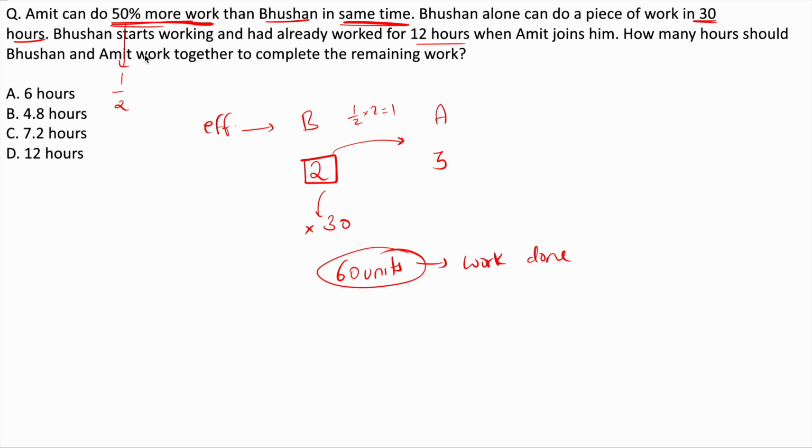The question is asking, how many hours should Bhushan and Amit work together to complete the remaining work? Remaining work is 36 units, which will be done by Bhushan and Amit together. So together they will complete the work at the rate of 2 plus 3, that is 5 units. 36 units is done at the rate of 5 units per hour. The time taken is 36 upon 5, that is 7.2 hours. Very simple. And as I've said in the beginning, it's a very straightforward question. The answer is option C, 7.2 hours.